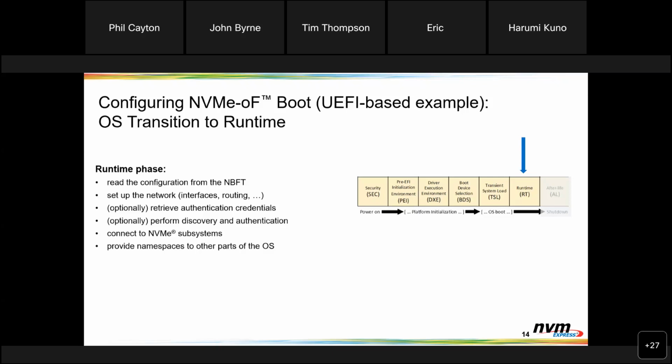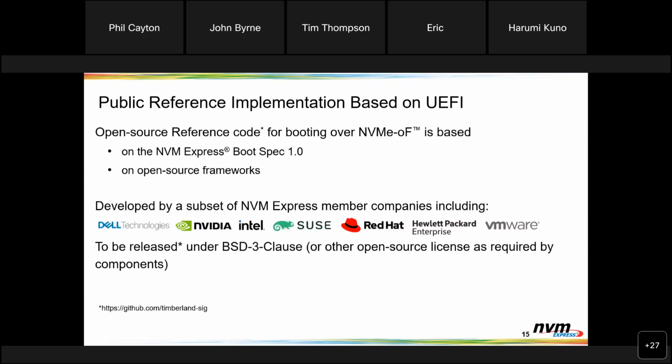The OS still needs to configure any authentication or discovery that's relative to the network, and then it can reconnect to all those NVM subsystems, which enables access to the namespaces on those subsystems by other parts of the OS or applications or workloads running on that system. Now, hopefully I haven't bored you completely. Let's go on to the reference implementation specifics.